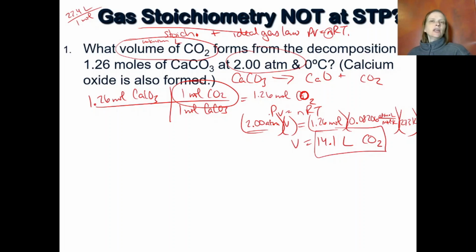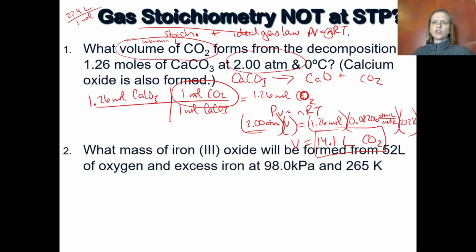So we're not learning any new steps to do this. We are just combining what we've learned in the previous 2 classes using stoichiometry and using the ideal gas law. Let's do another example where we start with a volume of gas. So we're starting with 52 liters of oxygen. This time our known is in liters, and we ultimately want to calculate the mass of iron 3 oxide formed.